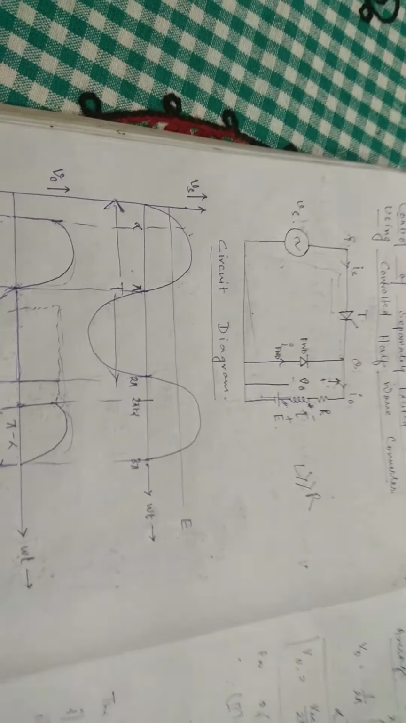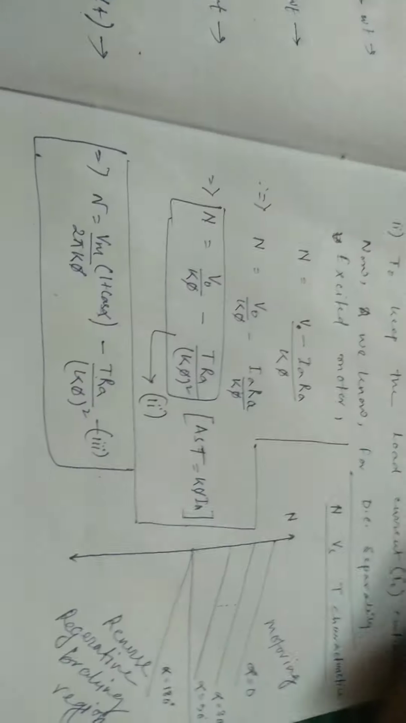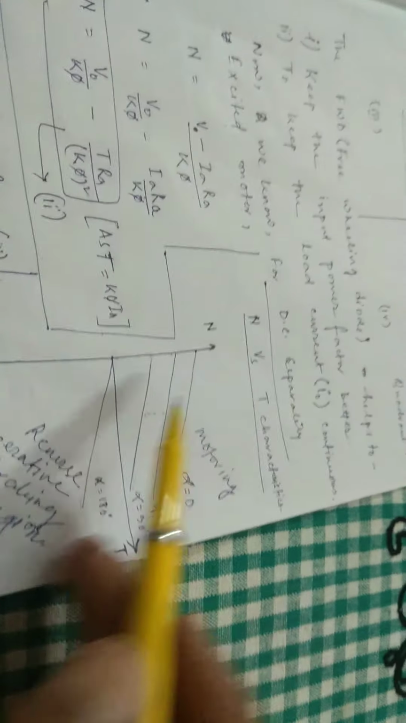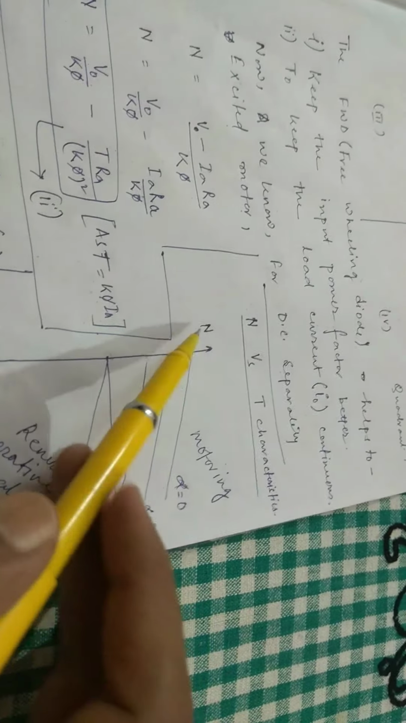Okay, so this completes our analysis of the control of a separately excited DC motor using a controlled half-wave converter. The important points here are the circuit diagram, the waveforms, the deduction of the output voltage, the quadrant operation, the function of the freewheeling diode, and this relation, and ultimately our main intention is to derive the speed versus torque characteristic. Okay, thank you.